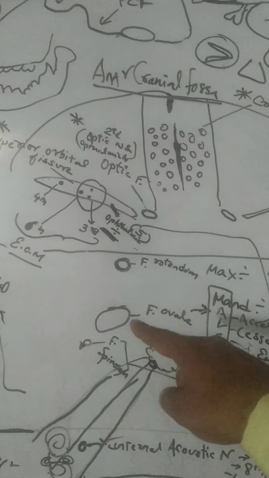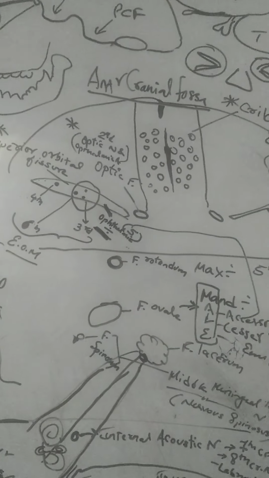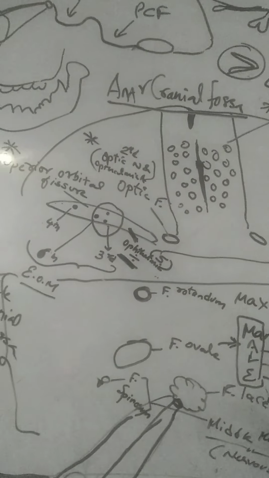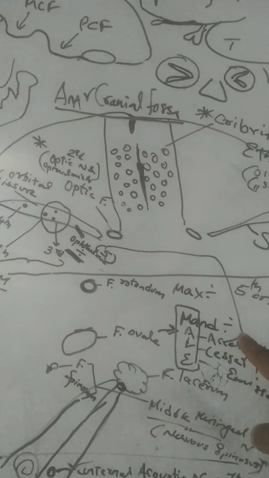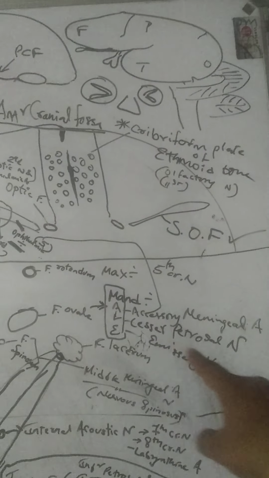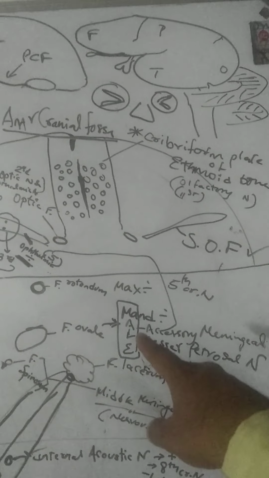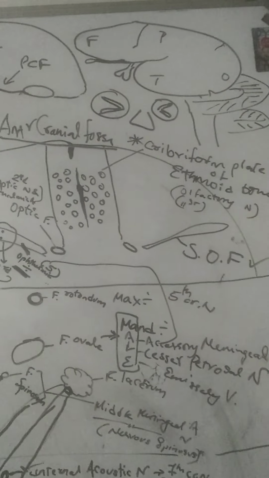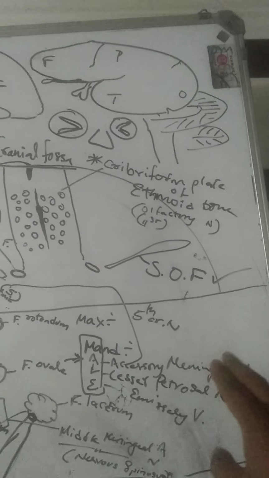There is one foramen posterior and lateral to this foramen rotundum. It is egg shaped or oval, so we call it foramen ovale. MALE passes through this. If you write it like that, I will give 0 marks. But MALE contains the following expansion: mandibular nerve, accessory meningeal artery, lesser petrosal nerve, emissary vein. So these are the four structures for the acronym MALE: mandibular nerve, accessory meningeal artery, lesser petrosal nerve, emissary vein.